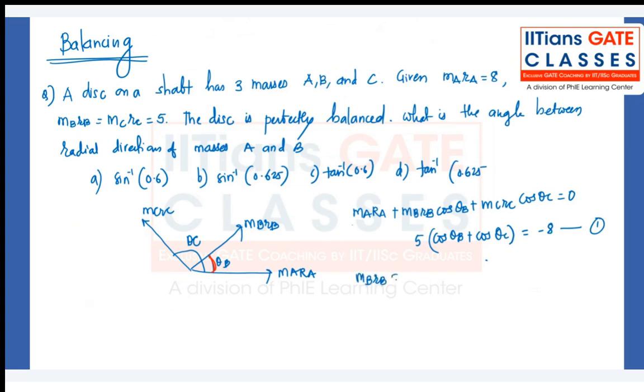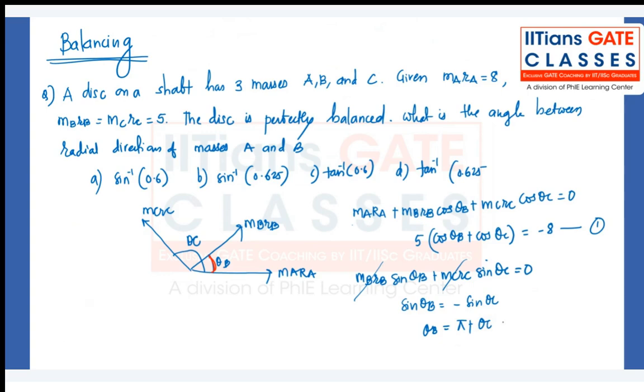MBRB tan of theta B plus MCRC tan of theta C equal to 0. All right, so MBRB equal to MCRC we know. So sin of theta B is equal to minus sin of theta C. So you can say theta B has to be equal to pi plus theta C, because sine of 180° plus theta is minus sin theta.